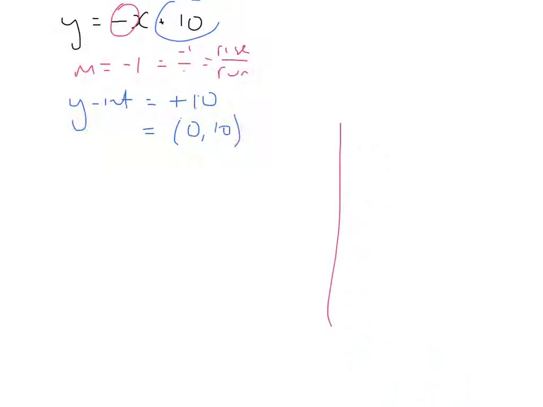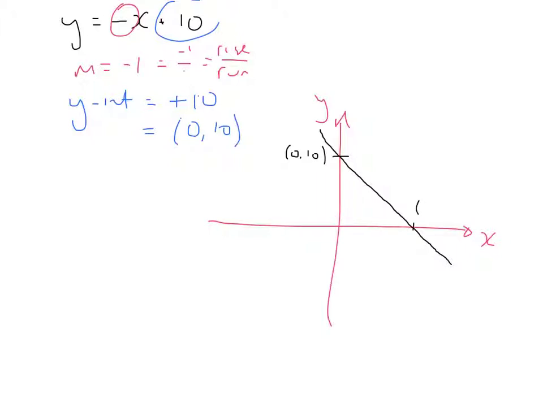So let's draw some axes here. We're going to pass through positive 10, and we go down 1 for every one that we go across. So that's going to pass through here at 0 and 10. And you should be able to work out if it's going down 1 for every one that it's going across, that this x-intercept here will be at 10 and 0.